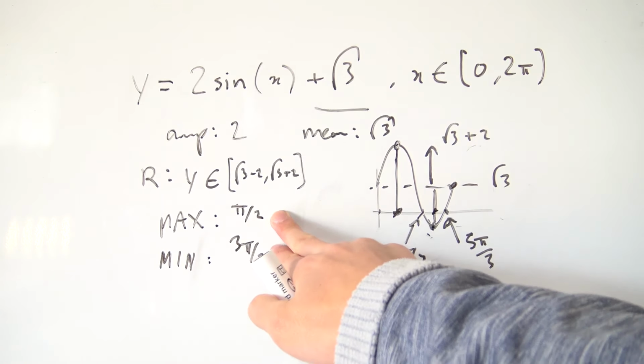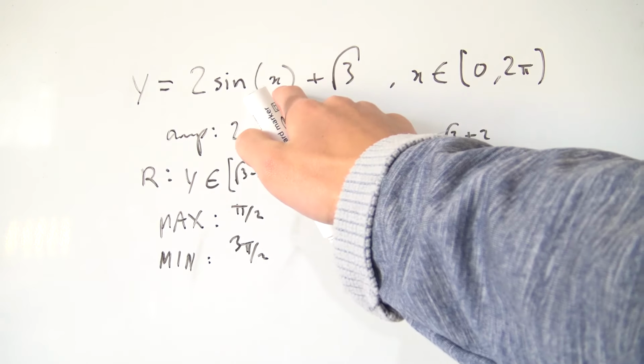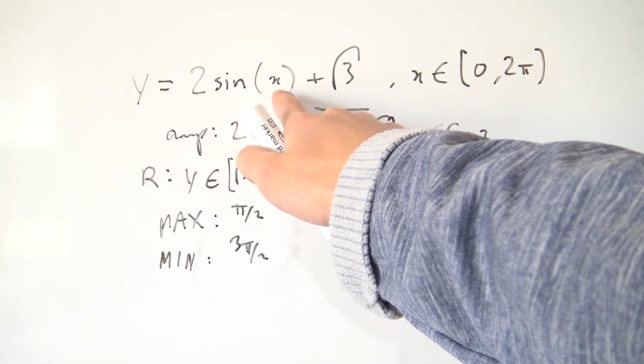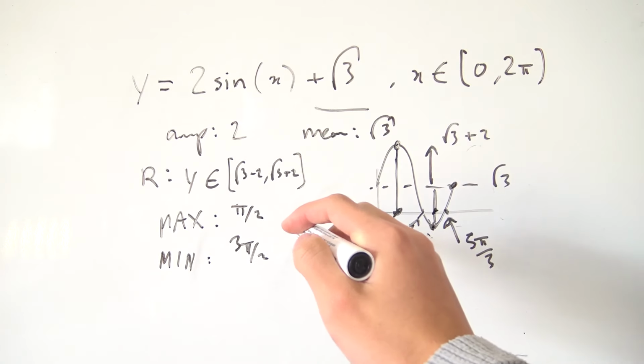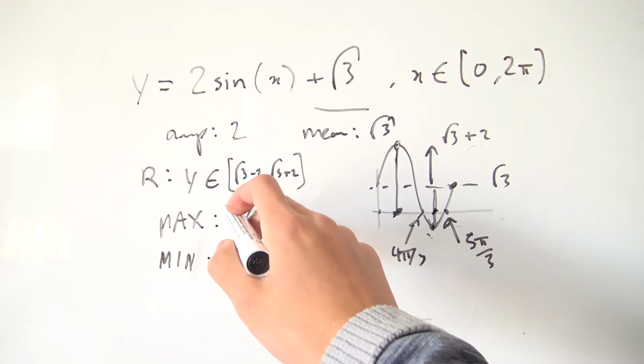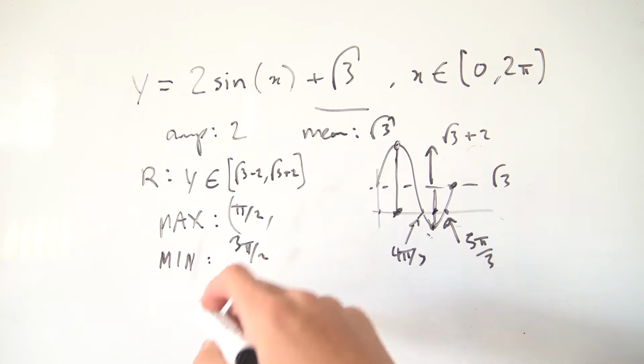So plugging pi over 2 into here, we're going to get sine of pi over 2, which is exactly 1. And then 1 times 2, that's exactly 2. And then plus root 3, that's 2 plus root 3. So we're going to get a maximum at the point pi over 2, and then our y coordinate will be 2 plus root 3.